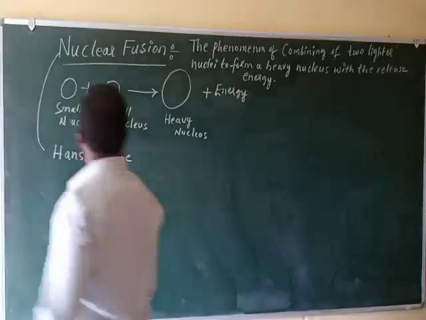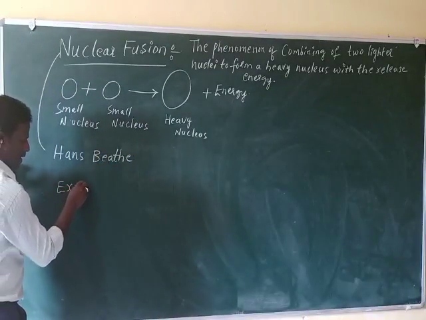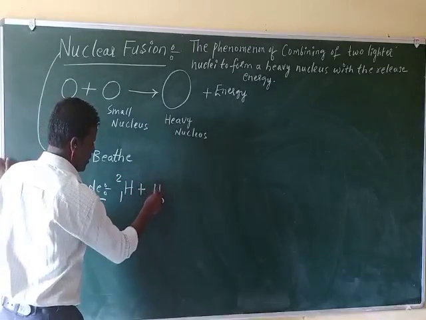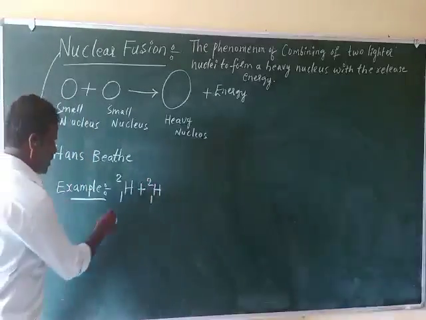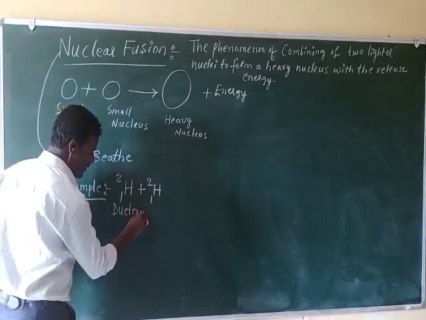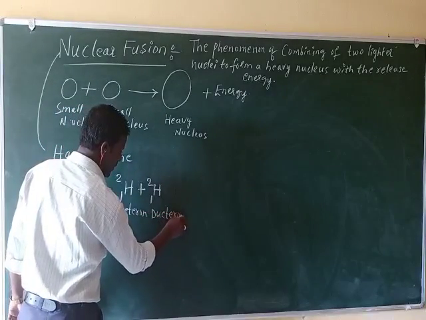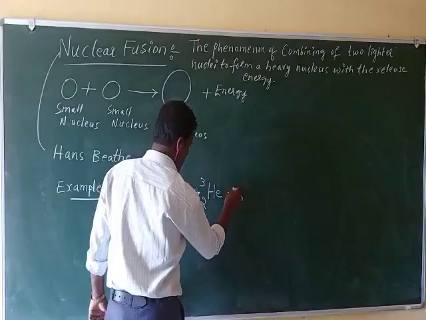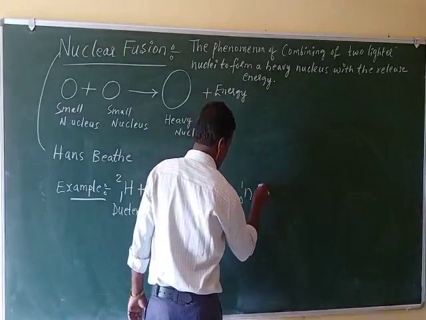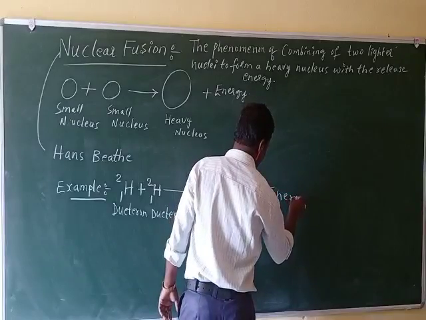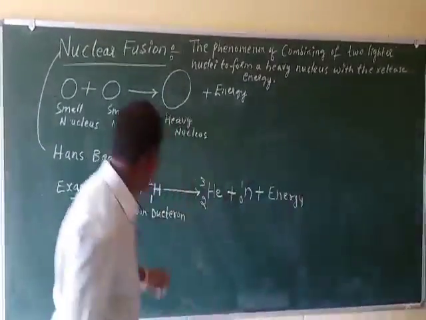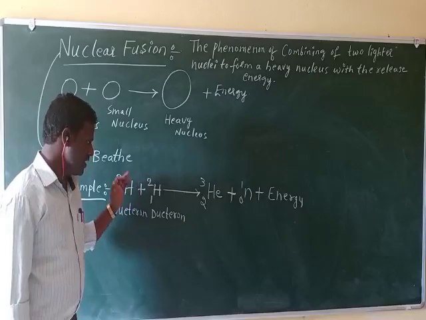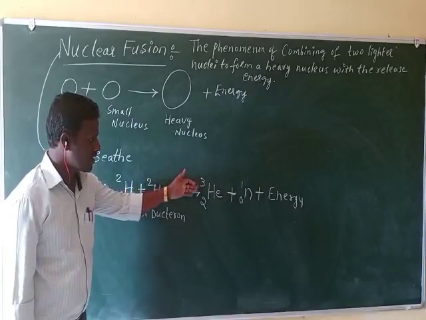So for example, an example of nuclear fusion: 1H2 plus 1H2. What are these? Nuclei. Here this is a neutron. So when these two nuclei combine with one another, they result in the formation of a helium isotope.